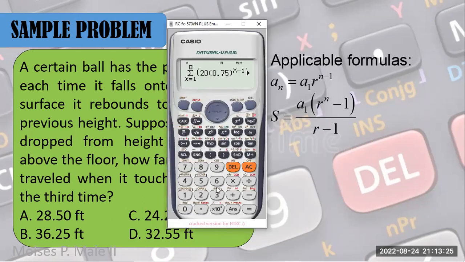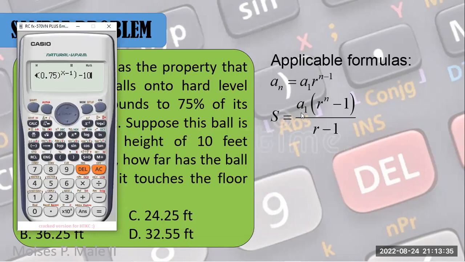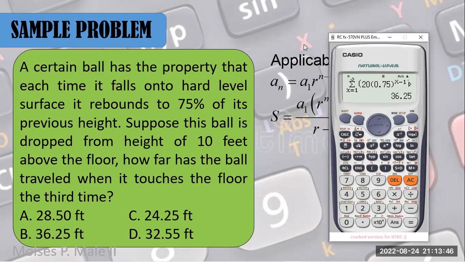Up and down motion? Tatlo. Pero, yung last value, yung first value, we need to subtract that. No? Yung 10. So, yung upward motion, para yung actual motion lang yung makonsider natin. Okay. Pag i-plus nyo dyan, the answer is 36.25, which is letter B.